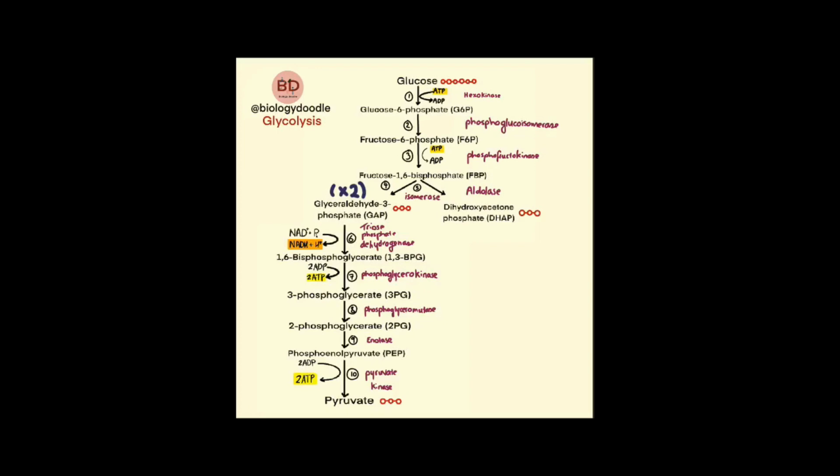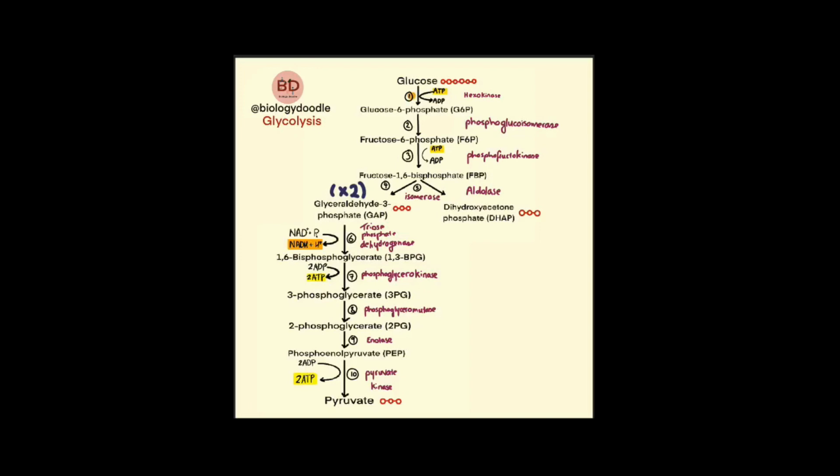So glycolysis can happen under aerobic or anaerobic conditions. Aerobic means with oxygen and anaerobic means without oxygen. Glycolysis also happens in the mitochondria of the cell. So let's get stuck into it.